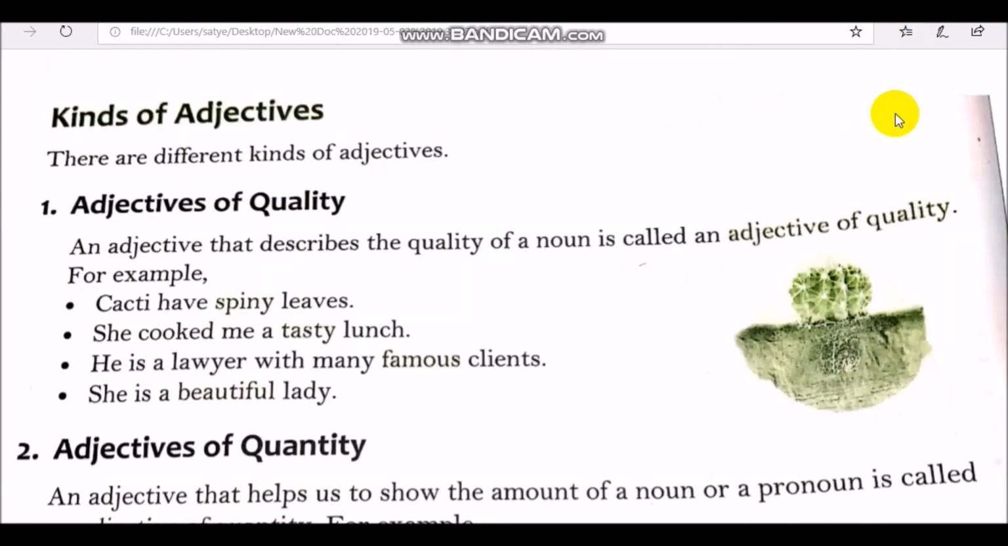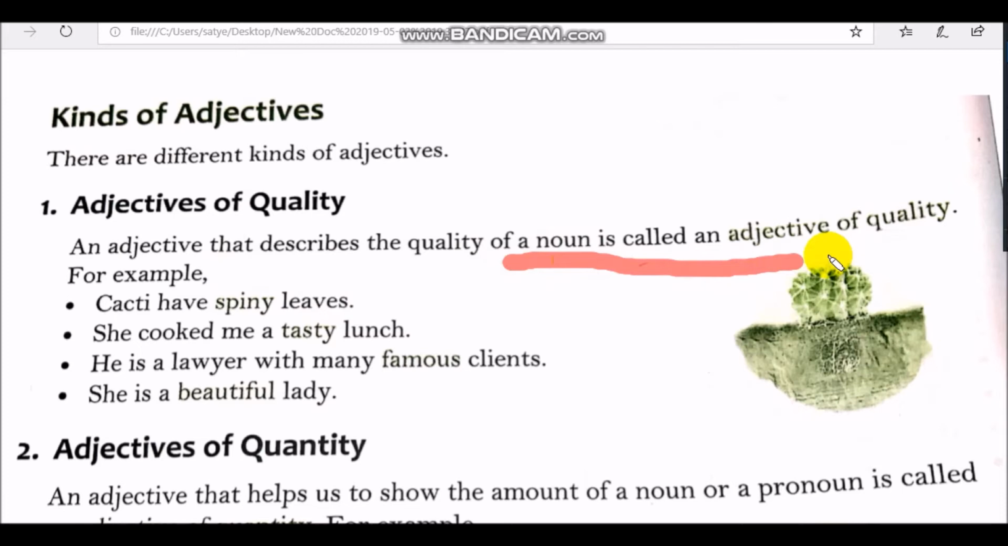Now if we talk about kinds of adjectives, there are many kinds of adjectives. Starting with the first point, adjectives of quality. As you understand from the word, an adjective that describes the quality of a noun is called an adjective of quality. It means कोई adjective जब किसी noun की quality को describe करता है, that describes the nature of a noun, that is adjectives of quality.